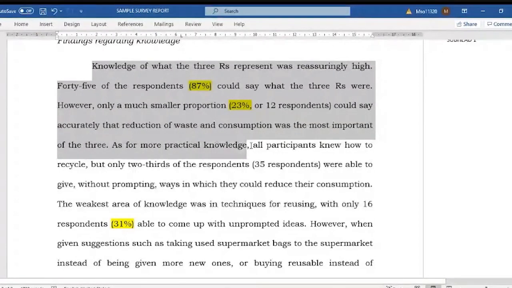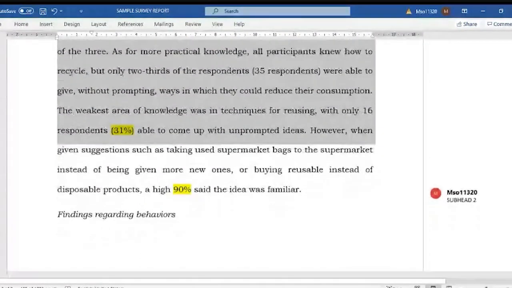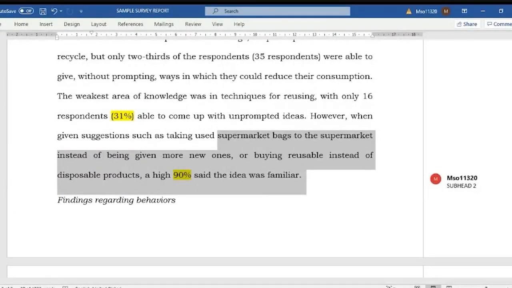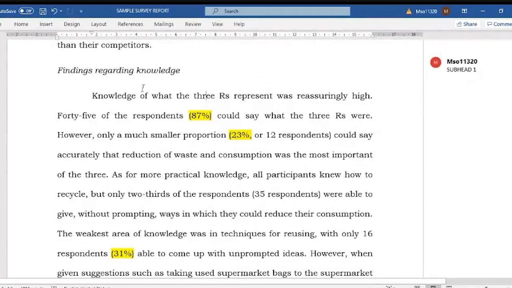As for more practical knowledge, all participants knew how to recycle, but only two-thirds of the respondents, 35 respondents, were able to give without prompting ways in which they could reduce their consumption. The weakest area of knowledge was in techniques for reusing, with only 16 respondents, 31%, able to come up with unprompted ideas. However, when given suggestions such as taking used supermarket bags to the supermarket instead of being given new ones or buying reusable instead of disposable products, a high 90% said the idea was familiar. If you noticed, this paragraph talks about the result of the section about the knowledge of the three R's.